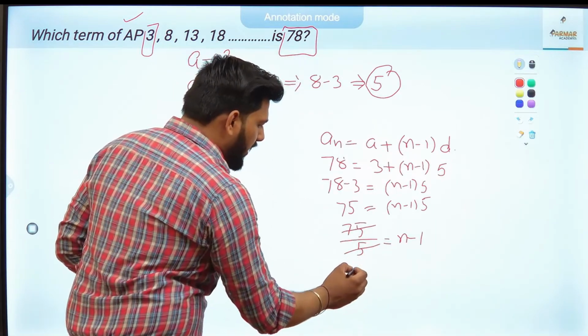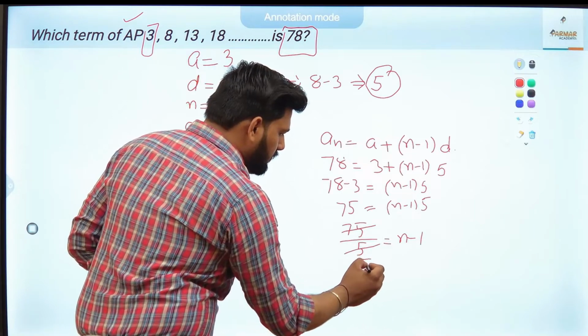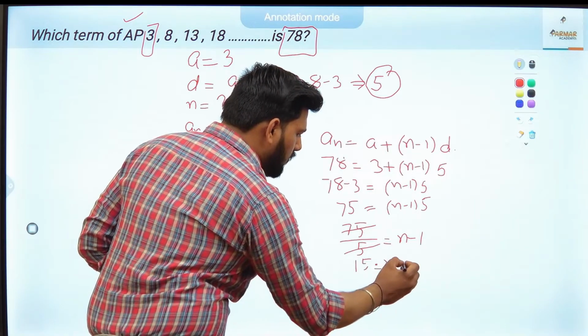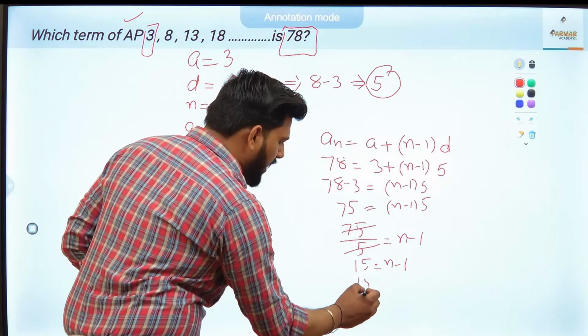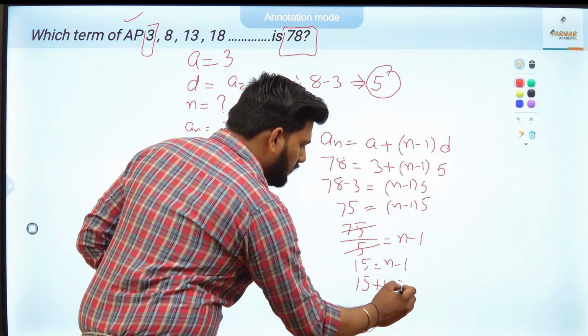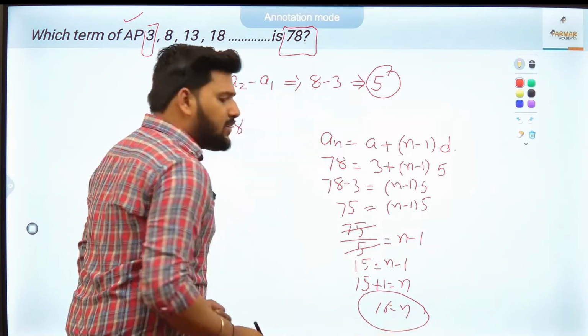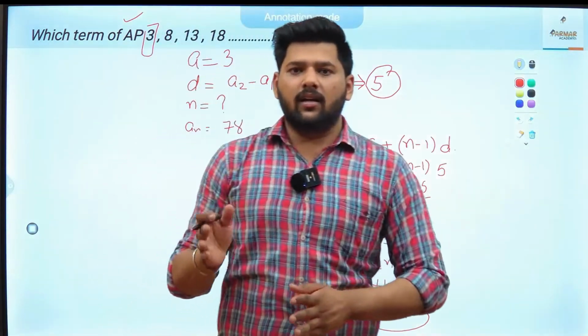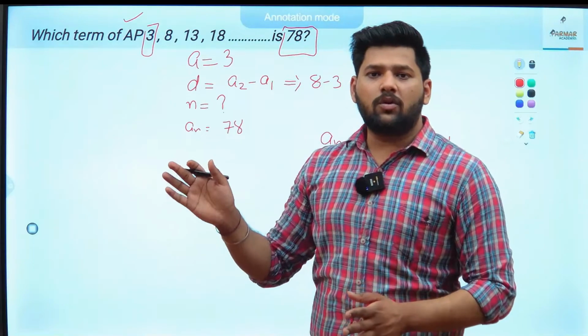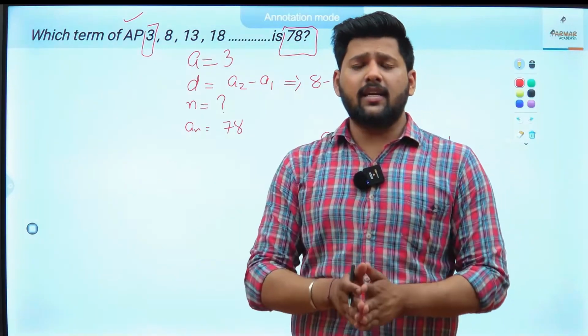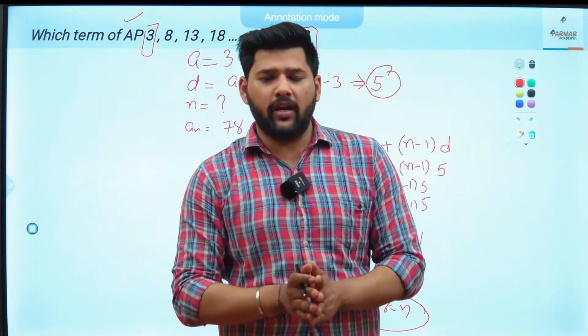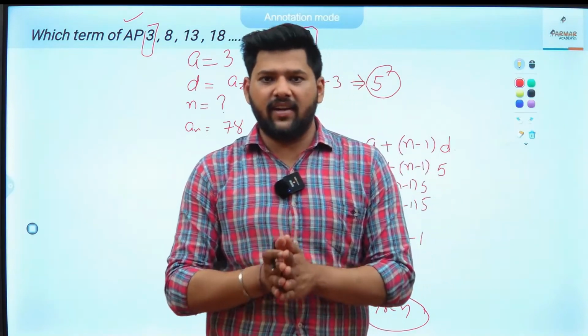So the solution, that is 15, is equal to n minus 1. So this 1 goes to this side as plus. So 16 is equal to n. इसका मतलब क्या हुआ, अगर इस AP सीक्वेंस को हम कंटिन्यू करेंगे तो 16th पोजीशन पे जो हमारी अमाउंट होगी, जो वैल्यू होगी, दैट इज 78.